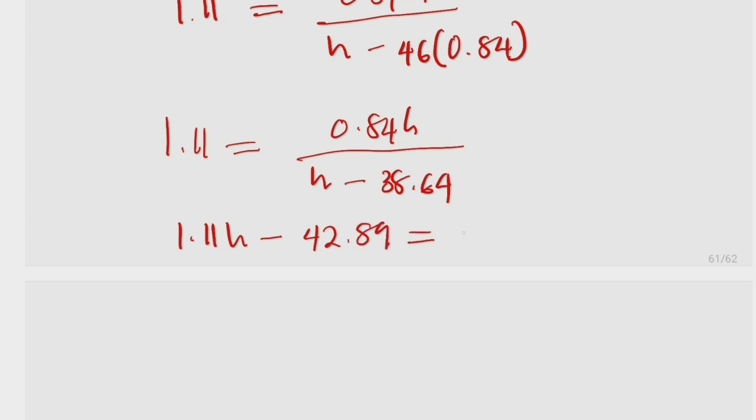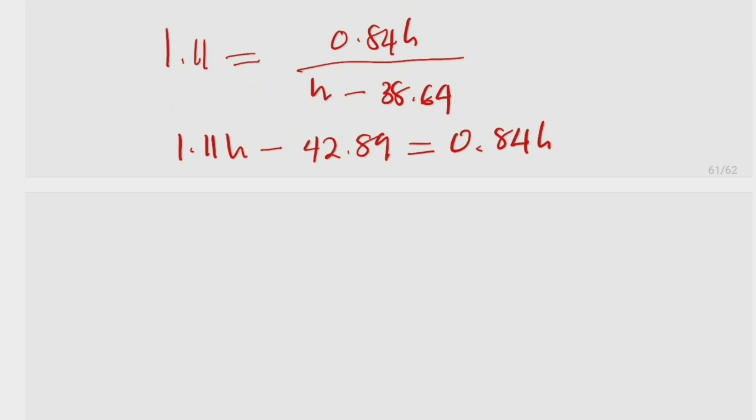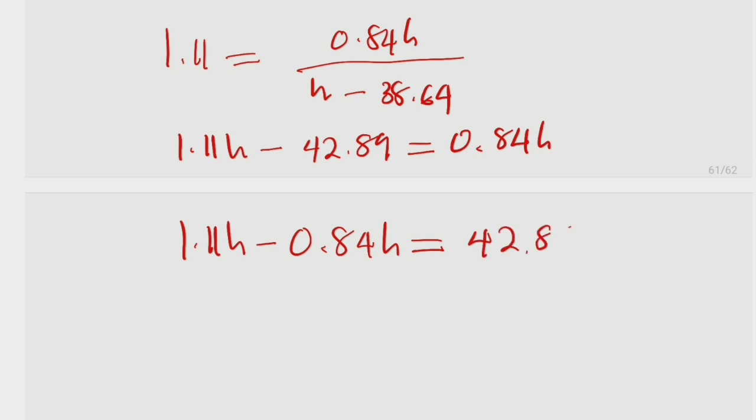42.89. This must be equal to this times 1, remember, right? So we have 0.84 h. So now let us collect the like terms. Take this one to the left and take this one to the right. 1.11 h minus 0.84 h is equal to 42.89. So 1.11 minus 0.84 will be 0.27. 0.27 h is equal to 42.89.